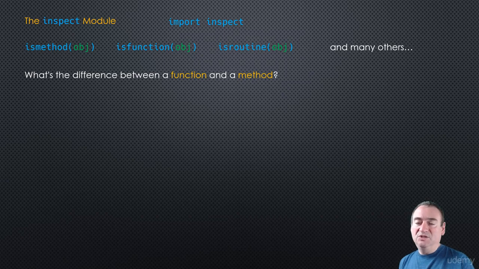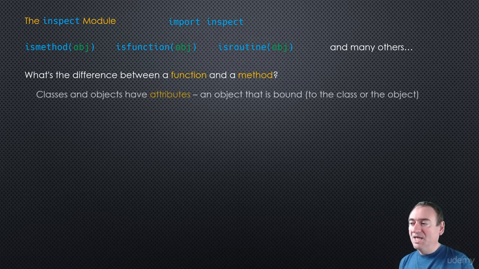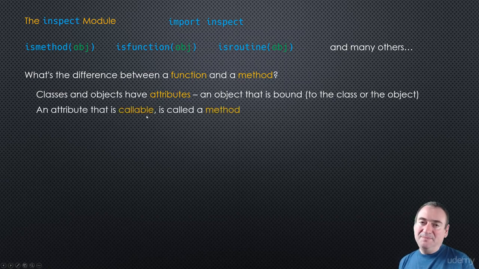But functions and methods are both things that can be called. There's a difference though. Remember that classes and objects have attributes. And an attribute is an object, something that is bound to the class or to the object. So for example, an attribute that is callable is called a method.